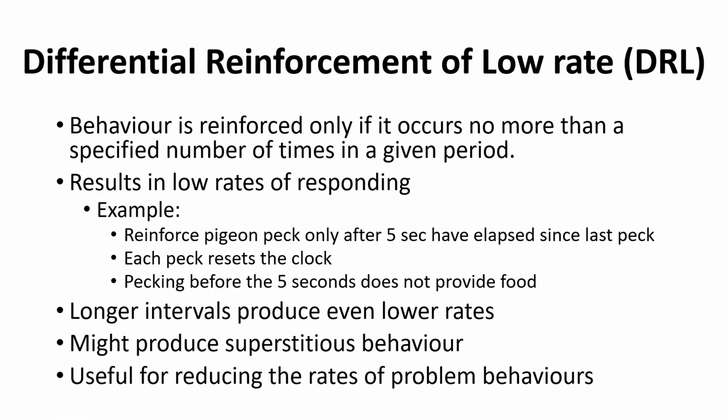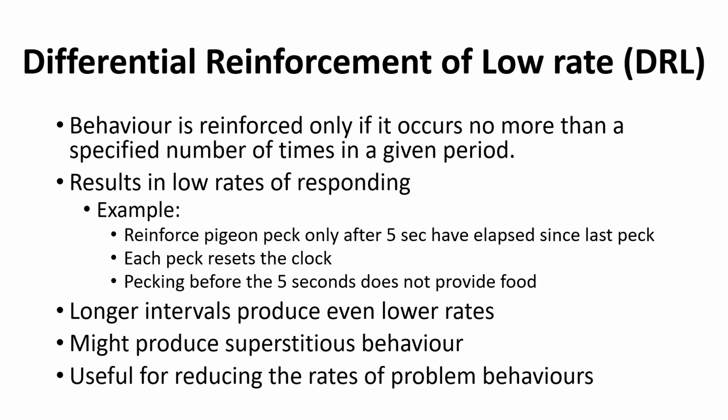So let's start off with our differential reinforcement of low rate, or DRL. The basic idea behind a DRL is that our behavior is only going to be reinforced if it occurs no more than a specified number of times in a given period. Basically, you're going to set an upper limit as to the number of times a behavior can occur, and if the individual who this DRL is being applied to doesn't exceed that maximum limit, then they receive reinforcement.